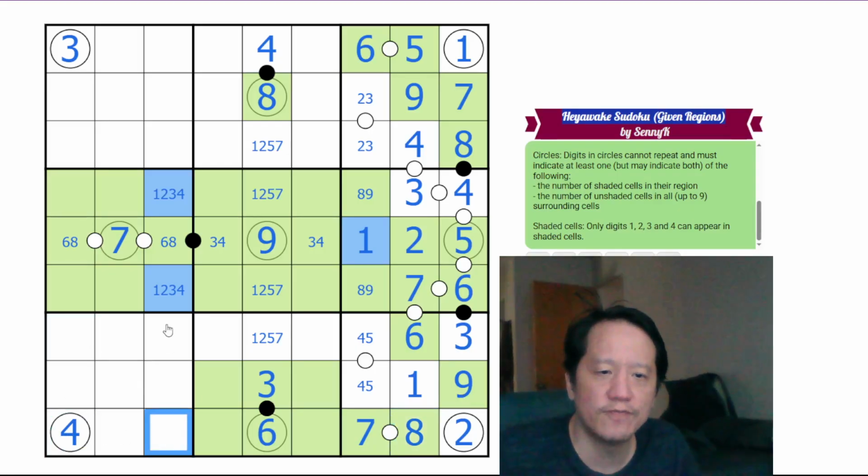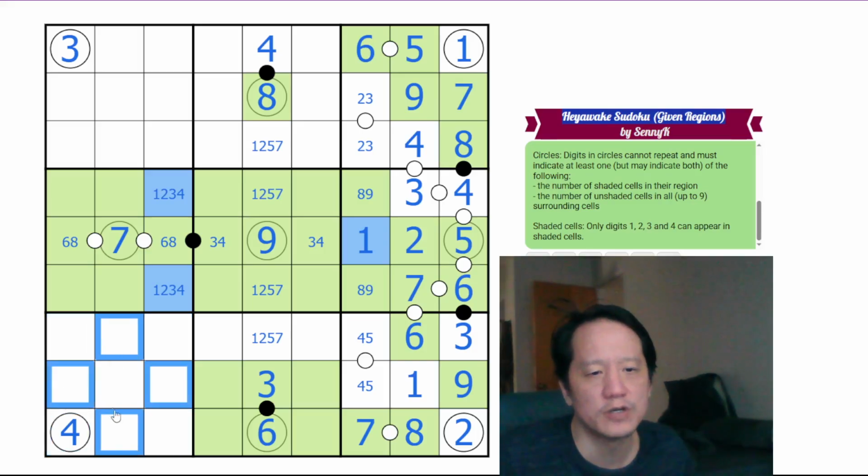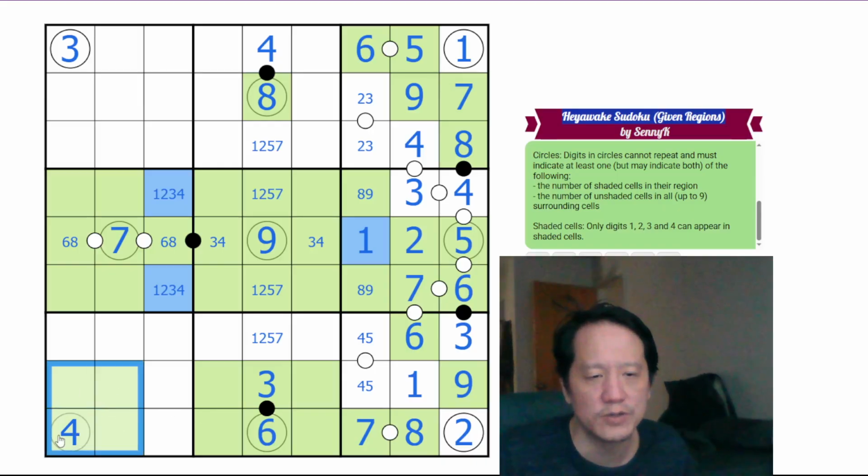Can this ever have 4 shaded cells? The answer now is no, because the 4 scenario has to be these 4, right? These 4 doesn't work because then this is not orthogonally connected to the rest of the unshaded cells. So this must be 4 unshaded cells in the 3x3 box that's centered around that circle. So these are all unshaded. This has to be unshaded. This is unshaded because these are shaded.